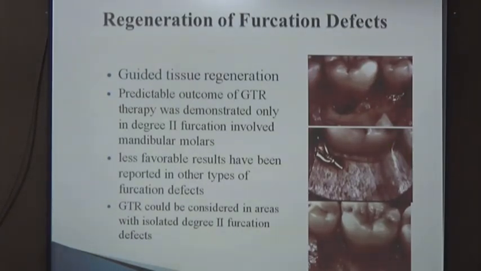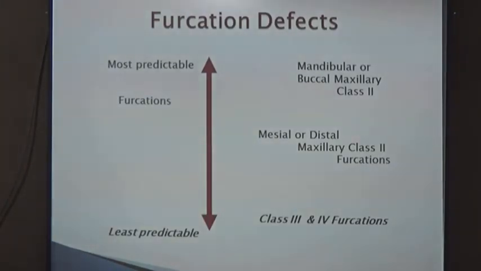Okay? The predictable outcome of guided tissue regeneration therapy was demonstrated only in grade 2 furcation involving mandibular molars. Less favorable results have been reported in other types. So GTR regeneration of furcation defects can mainly be done only in grade 2, because in the cul-de-sac you have bone support on that side. See furcation defects, most predictable and least predictable. Most predictable: mandibular or maxillary buccal class 2, mesial or distal maxillary class 2. Least predictable is 3 and 4. So predictable is mainly 2.